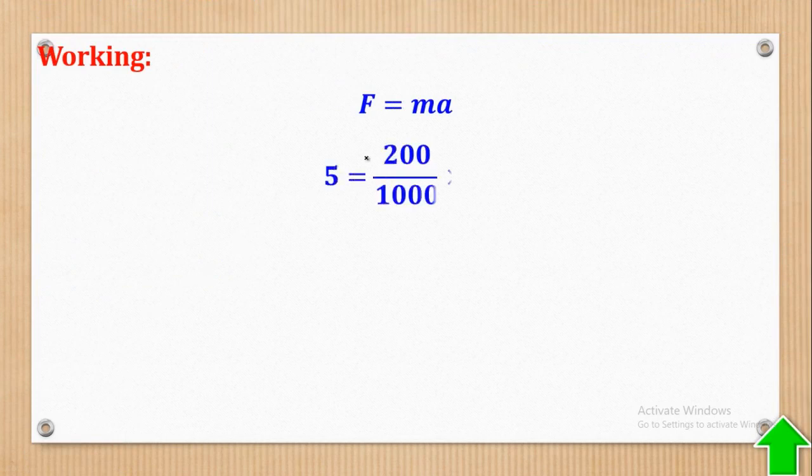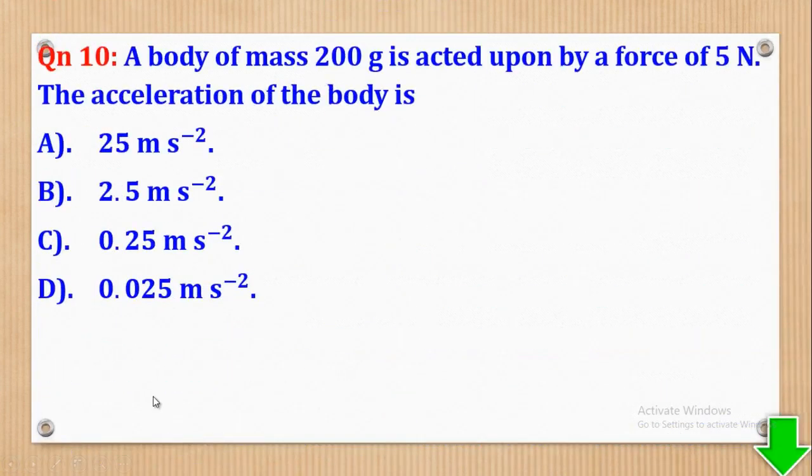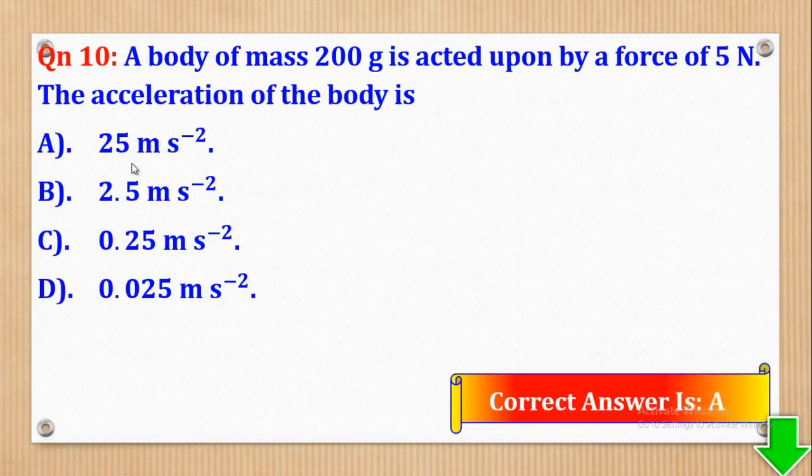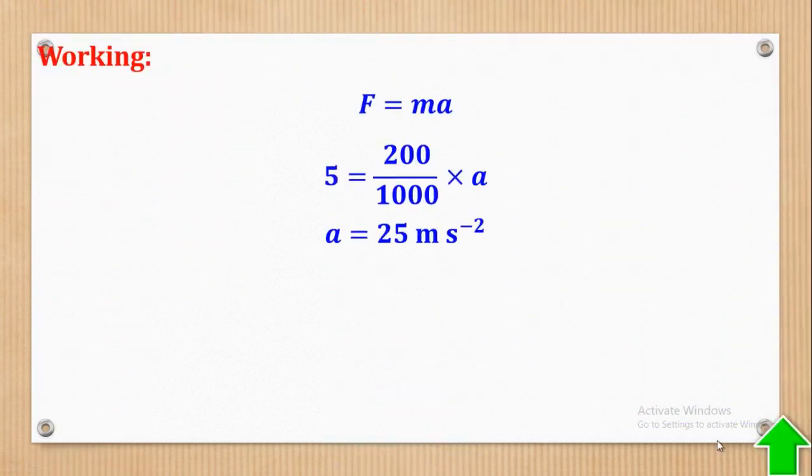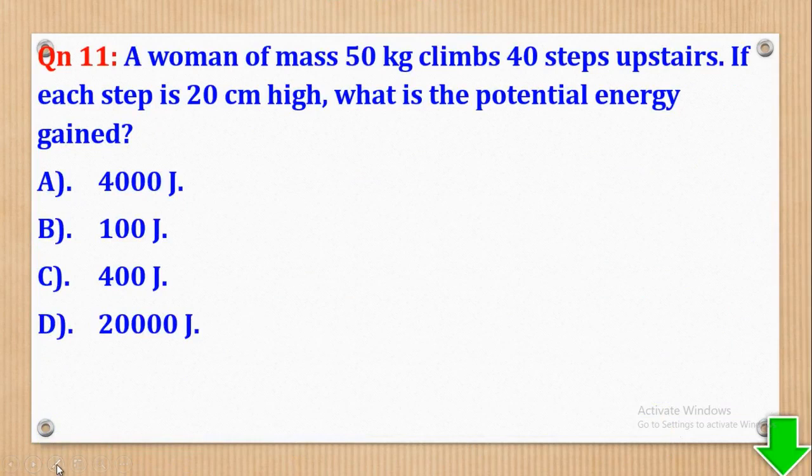So you come here and say that we know that F is equal to ma. We substitute for F and for m. This mass has been converted to kilograms, that's why we divide by 1,000. So simplify and make a the subject. a will be 25 meters per second squared. Therefore we look for the option which has 25 meters per second squared, and that option will be option A. Therefore the correct answer is A. So that was question 10. Now I shall go to question 11.